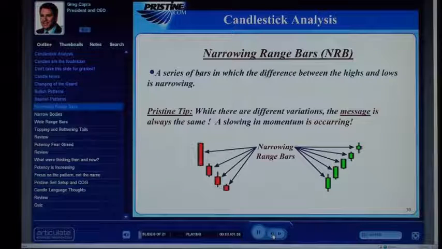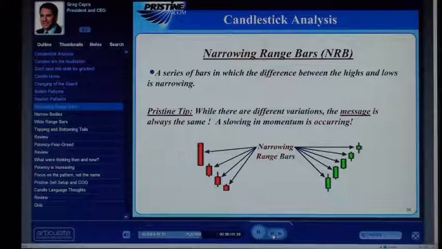Narrowing range bars, the NRB. Here we have a series in which the difference between the highs and lows is narrowing. In other words, the momentum is slowing down over a longer period of time. So as we look at each individual candle that's formed, what we see happening is that momentum had increased and it's slowly beginning to diminish, indicating the potential for a turning point. There's nothing to do here but to observe what happens next. What is the next bar that forms as the narrowing range bars begin to form, and we're recognizing that momentum is beginning to slow down.